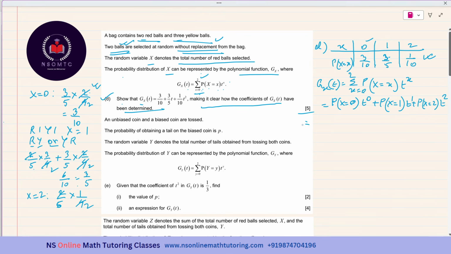Okay. So therefore, G X of t should be equal to, P of X equal to 0 is 3 over 10. t to the power of 0 is 1. P of X equal to 1 is 3 over 5 times t to the power 1 is t. P of X equal to 2 is 1 over 10 times t square. So therefore, G X of t is equal to 3 over 10 plus 3 over 5 t plus 1 over 10 t square.